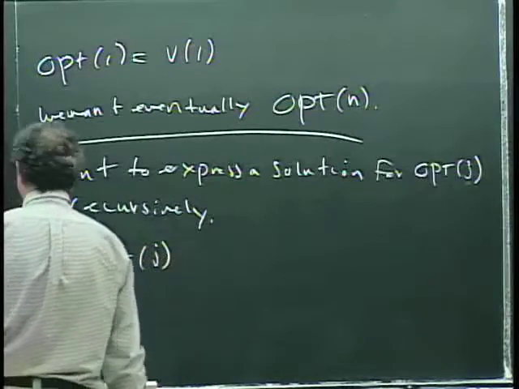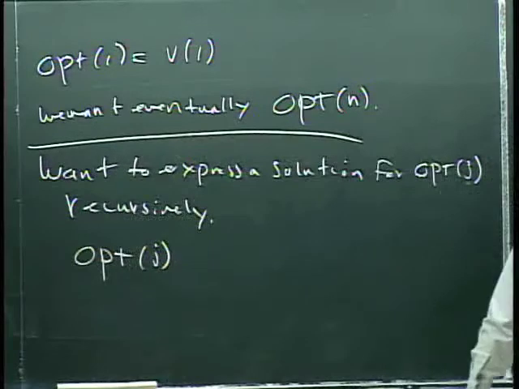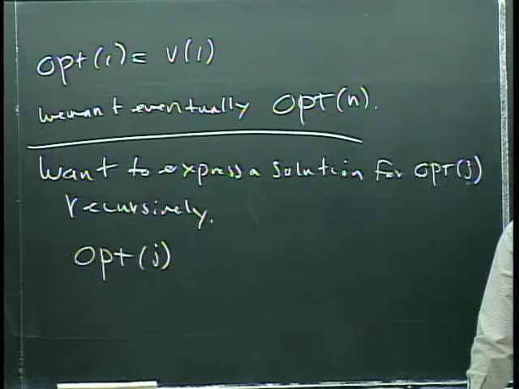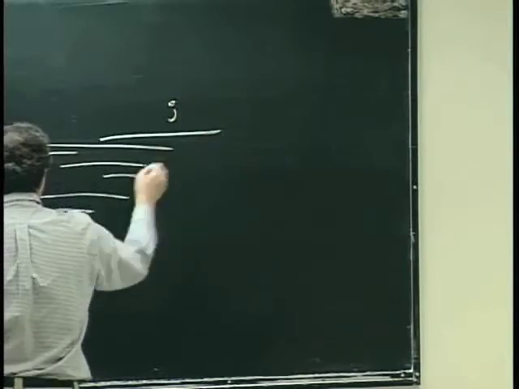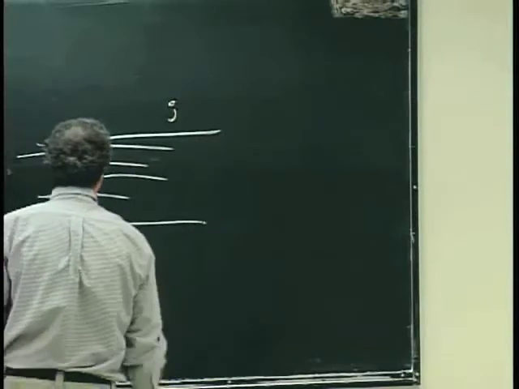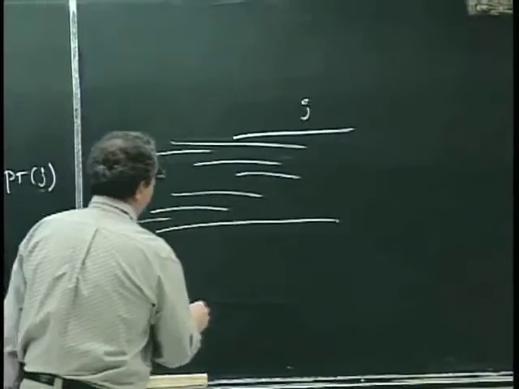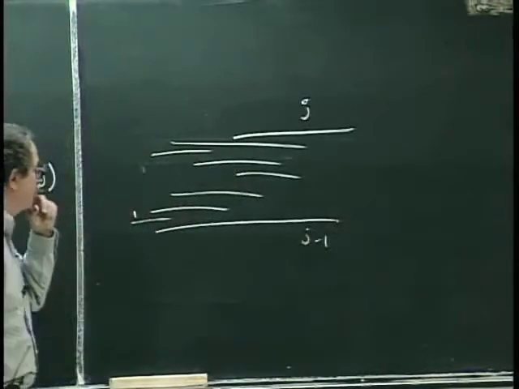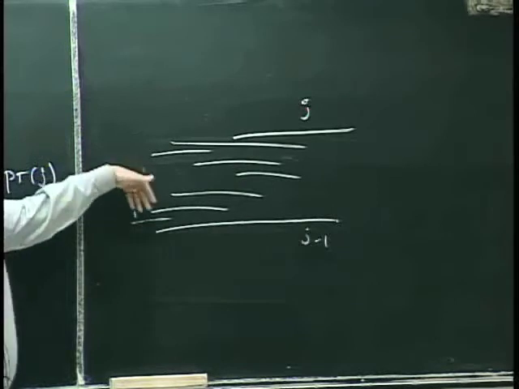So opt j. Let's draw a picture to try to see this. Here's interval j, and here are all the other intervals, 1 through, I guess this is interval 1, and this looks like interval j minus 1. Okay? So those are the intervals 1 through j.